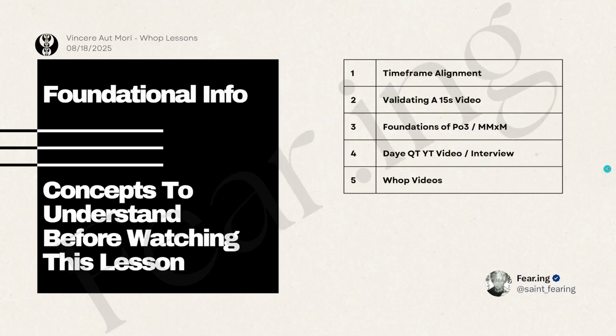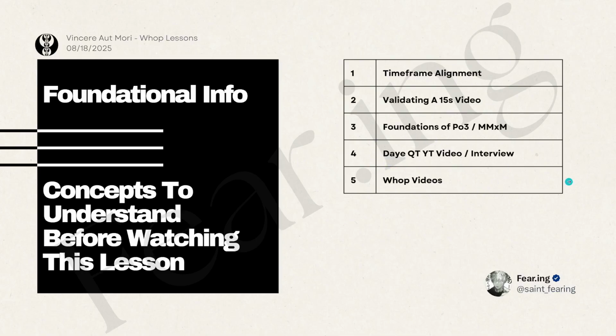So when it comes to understanding this overall trade breakdown, the concepts you have to understand are the time frame alignment video and validating a 15-second time frame video, both of which can be found in the WAP. You should understand the foundations of Power 3 market maker models, the day QT YouTube video, which is public, as well as his interview if you're in the server, which you should be if you're watching this. Go to the private chat, go to pinned messages, and you'll find that link. And of course, if you're watching this video, you should have watched all the WAP videos prior to properly understand it.